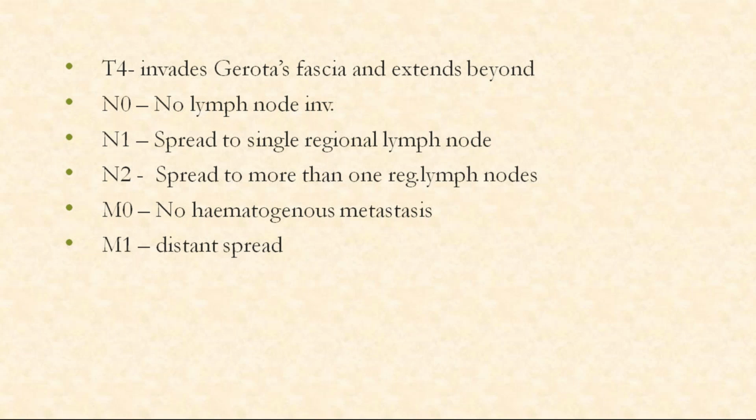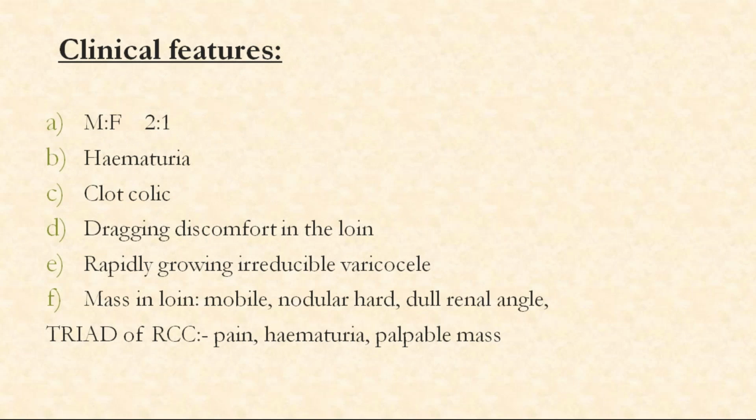Lymph nodes similarly: no lymph nodes, N0. N1 means regional lymph nodes, that means hilar lymph nodes may be involved. N2 means more than 2 lymph nodes in the hilar region can be involved. M0 means no metastasis. M1 means distant metastasis. That is the TNM classification according to the American Joint Committee staging of renal cell carcinoma. Now we have to discuss the clinical features.